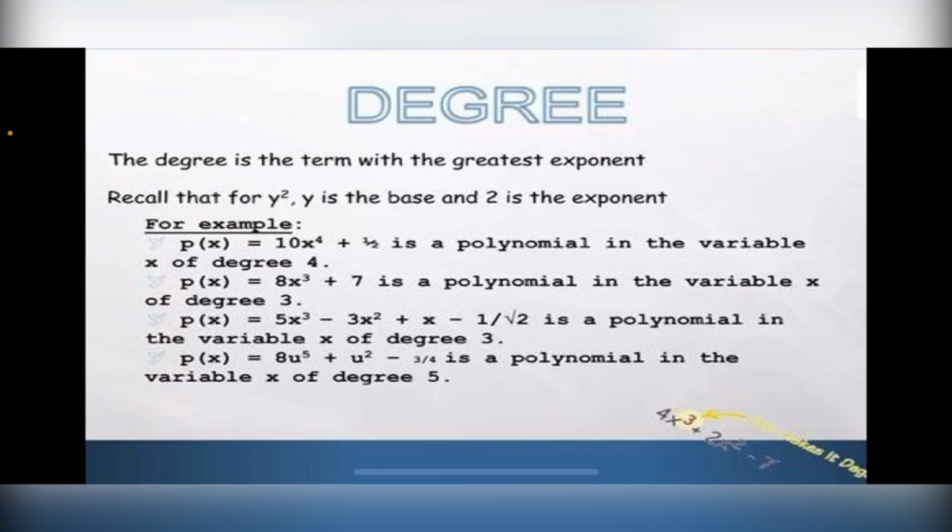Now on to the main topic, degree of the polynomial. Degree is the term with the greatest exponent. We have seen that in y square, y is the base and 2 is the exponent, and 2 is called the degree of the polynomial. Here p of x is equal to 10x^4 plus 1 by 2. It is a polynomial and the degree of x is 4, and a few kinds of examples are mentioned below.